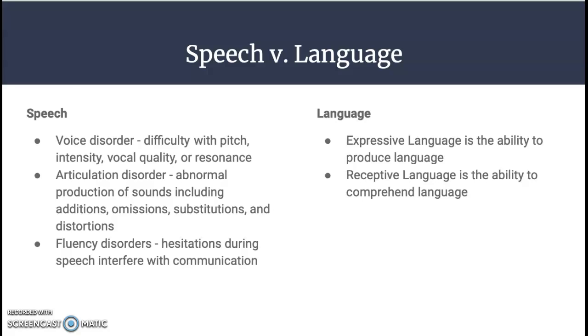And then language, there's two types of language. There's expressive language and receptive language. Expressive language is the ability to produce language. A deficit in expressive language might be saying "getted" instead of "got," or "I overslept because I was late" instead of "I was late because I overslept."